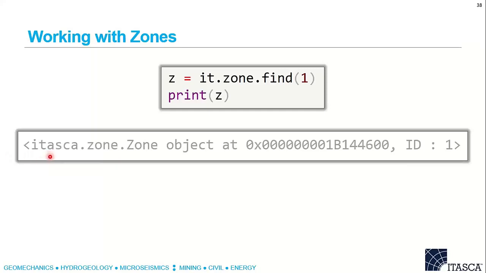We can see that this Z variable is holding a zone object, and this is simply in relation to the memory location. You don't have to worry about it. But we can see that after finding a zone with ID 1, it returns the zone that has ID 1.